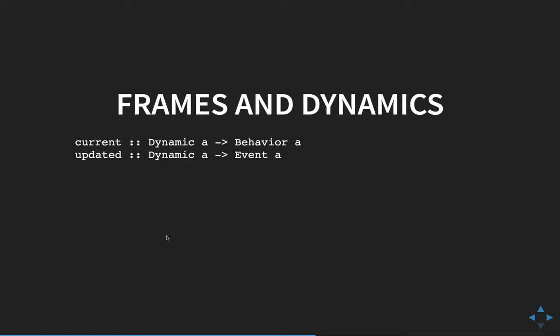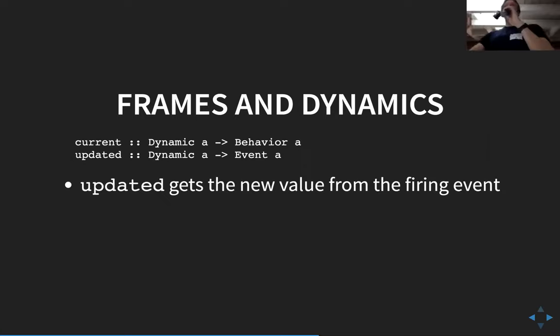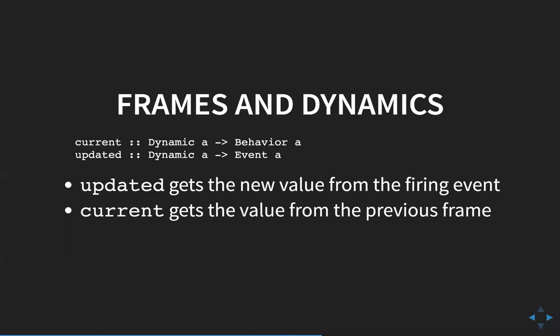The really key realization here is, and this is, in my opinion, the genius of Dynamic as a construct, as an abstraction: Current gives you the behavior, Updated gives you the events. Updated gets the new value from whatever thing is firing now in the current frame, and Current holds the value from the previous frame. So if you take these two things as a whole and think about what the current value is now, then if the event is firing right now in this frame, the current value is updated, because this is the new value that just came in. But it's really useful to have the behavior hanging around so that you can compare it with the old value.